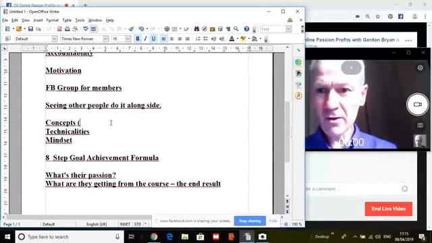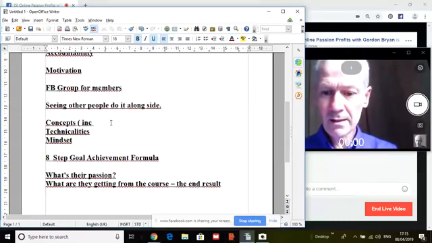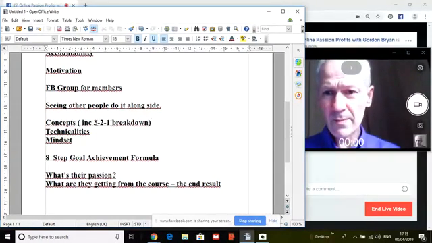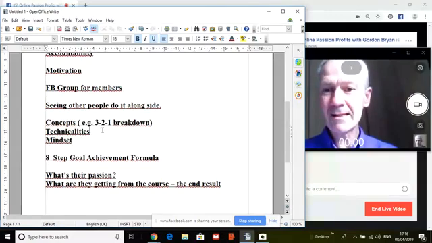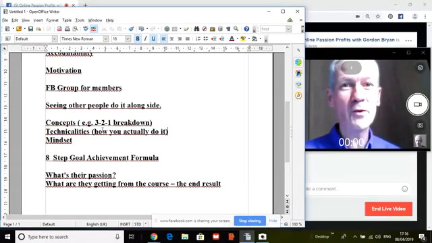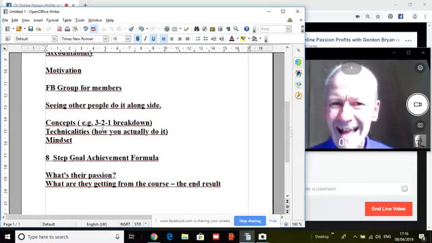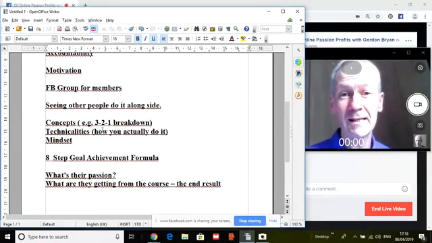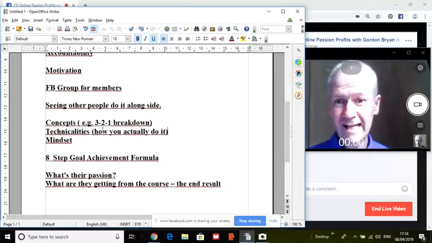Let me go a bit further than this. Concepts then, including the 3-2-1 breakdown. That might be an example of the 3-2-1 breakdown. Technicalities, how you actually do it, because it's all very well saying, okay, this is how you do it. These are the concepts. And someone might say, well, I understand the concept. How do I actually do it? I don't understand the technicalities, or I'm scared of the technicalities.